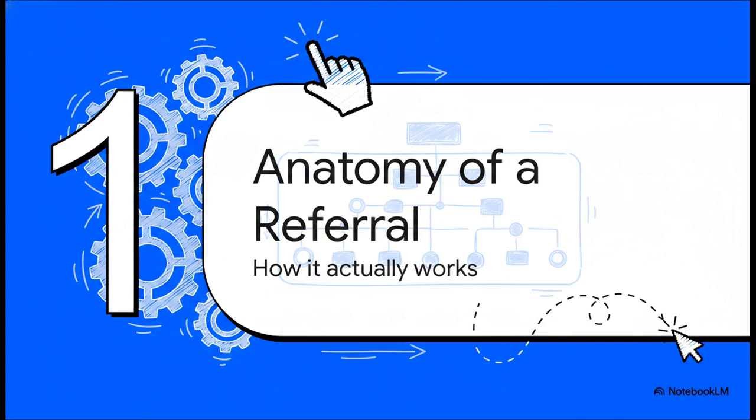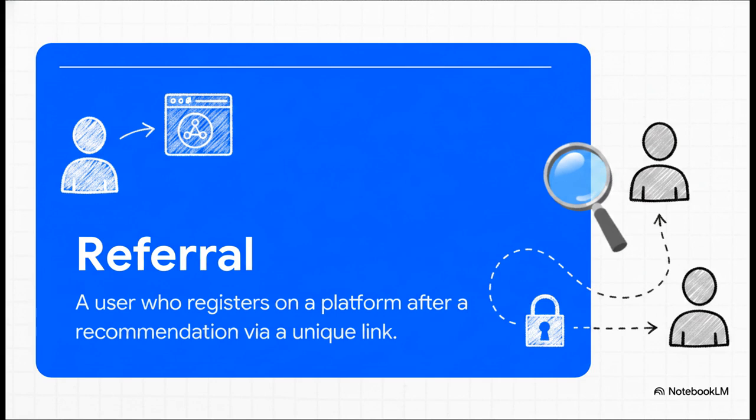Let's look at how it actually works. Before we get to the nuts and bolts, we really need to ground ourselves in the basic terminology here. The word referral originally just meant a redirection or a recommendation. But in our digital world, a referral is simply a user who registers on a platform, a site, or a service following a recommendation from someone else. And practically speaking, this is almost always executed by clicking on a highly specific, unique tracking link, which then triggers this whole automated chain reaction.